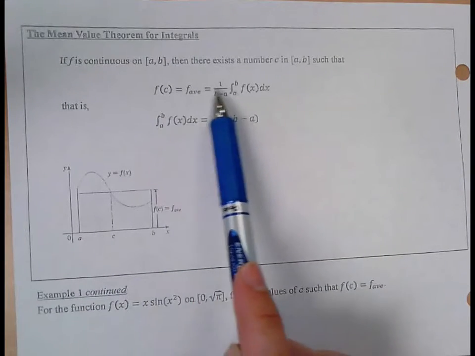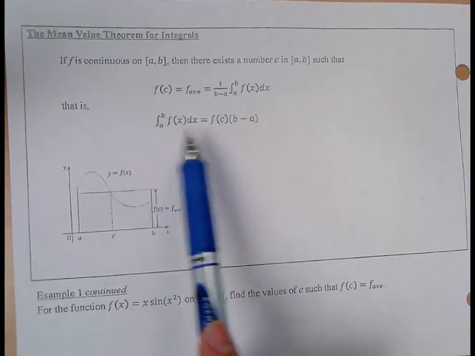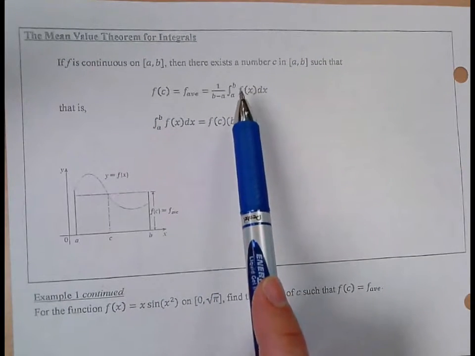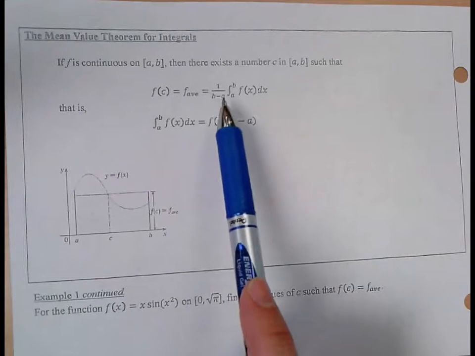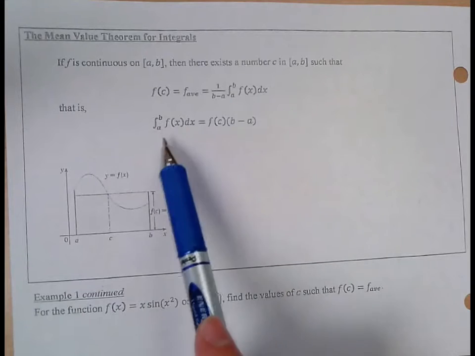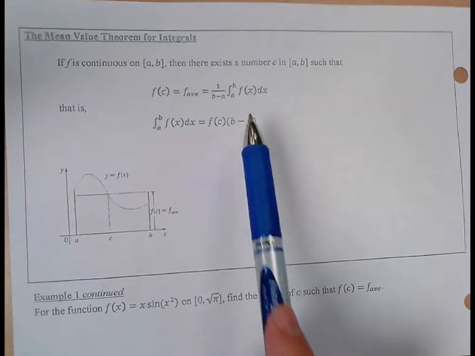So this is just written, function value is equal to the average value, but you can also see this here. How they're getting from here to here is they're multiplying both sides by the quantity b minus a. So you just get this integral is equal to f of c times b minus a.